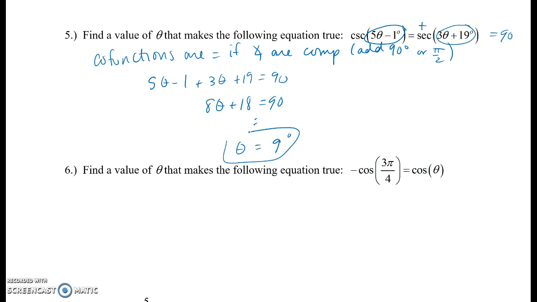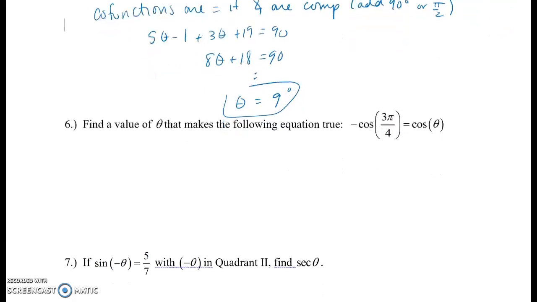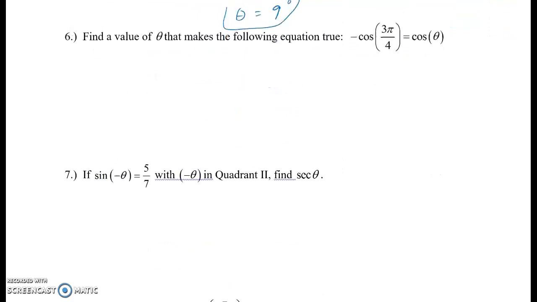All right, next question we wanted to look at is number 6. In question 6, we want to find a value of theta that makes the following equation true. Okay, so one thing that we know about cosine is that when the negative is on the inside, it really doesn't make a difference. Now, there are a couple different ways that we can approach this. Since here we have the negative on the outside, what I would probably do is just figure out what cosine of 3 pi fourths equals.